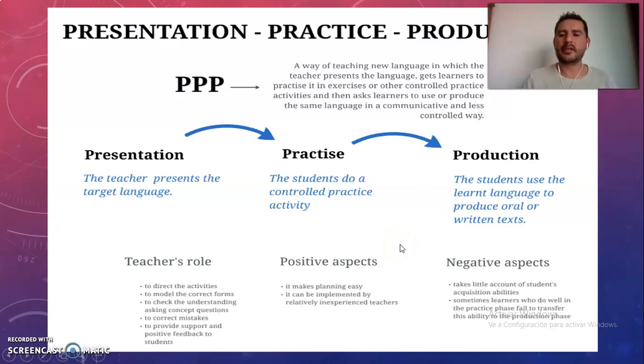And about the negative aspects, I would like to mention that it takes little account of students' acquisition abilities, and sometimes learners who do well in the practice phase fail to transfer this ability to the production phase. So I would like to expand the concept, explaining that the vocabulary use is imposed and it is not necessary to apply in a real context.